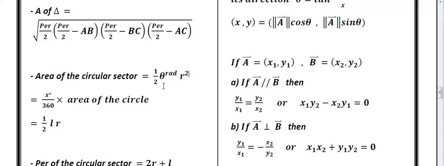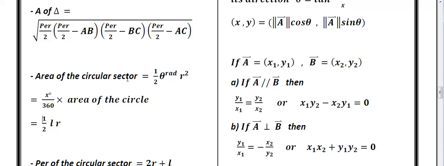We have three rules about the area of a circular sector. Okay, so the first rule, half theta radian multiplied by r squared, or you can convert from theta radian to theta degree. Theta radian means x degree over 360 multiplied by the area of the circle. If you give us the area of the circle, you can find the area of the circular sector by multiplying by x degree divided by 360, and you can convert from theta radian to x degree by multiplying by 180 divided by pi, to convert between theta radian and theta degree.